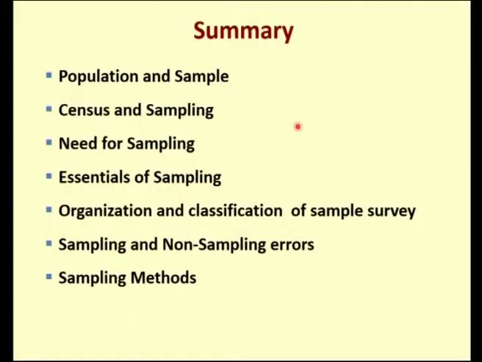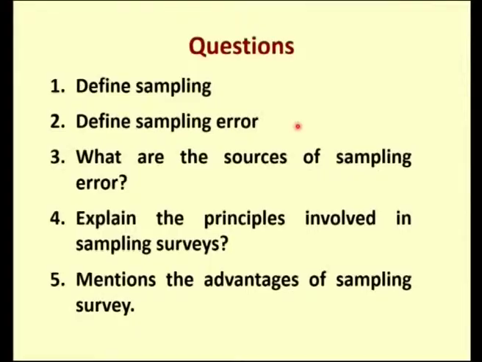I can now give you a summary of our discussion. We have seen population and sample, census and sampling, need for sampling, and essentials of sampling. Then how to organize the sample survey and how to classify the sample survey, the different types of errors in conducting a sample, and other than sampling error we have also seen non-sampling errors, and the methods that can be used to take a sample from the population.